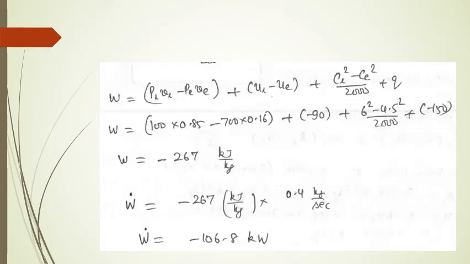Now we put all the values in the steady flow energy equation and we get the value of work as minus 267 kilojoule per kg, and we obtain the work transfer in kilojoule per second by multiplying it with the mass flow rate, and we get minus 106.8 kilowatt. The negative sign indicates that it is basically the work input, or you can say power input, means work is done on the system.